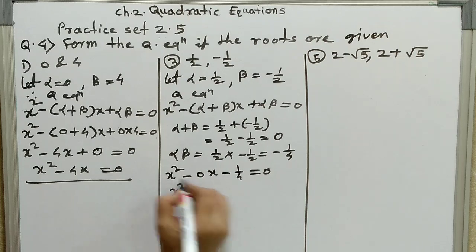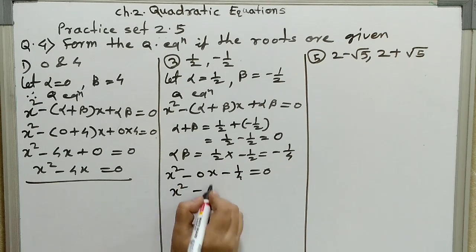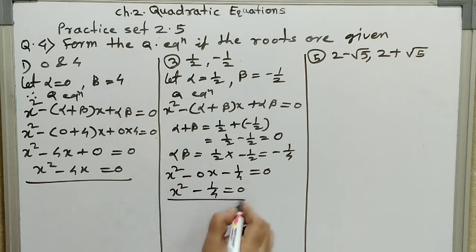So x square, here 0x, so that is cancelled. Minus 1 upon 4 is equal to 0. So this is our equation. Now see the next example number 5.